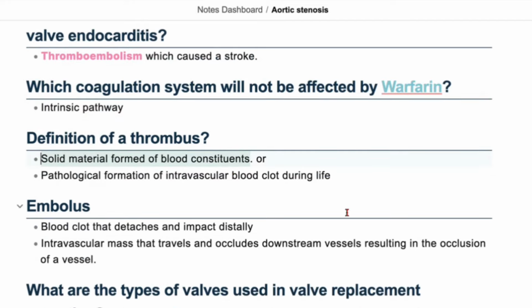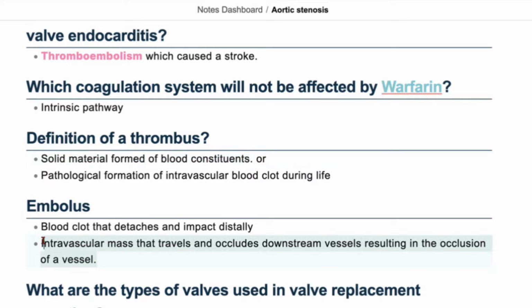This is from Robbins. It's a pathological formation of an intravascular blood clot during life. Okay, so this is the definition from Robbins pathology, right? Yes. So an intravascular blood clot during life. Again, I like the second definition more than the first one.